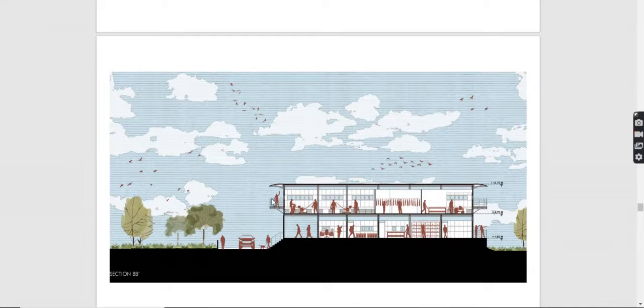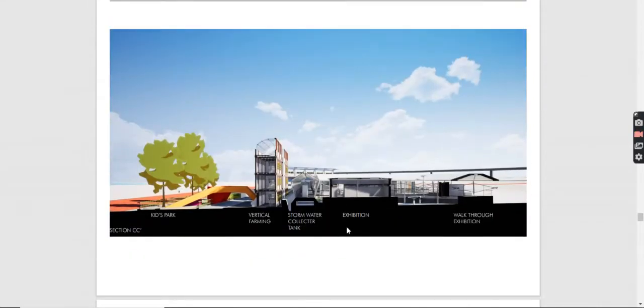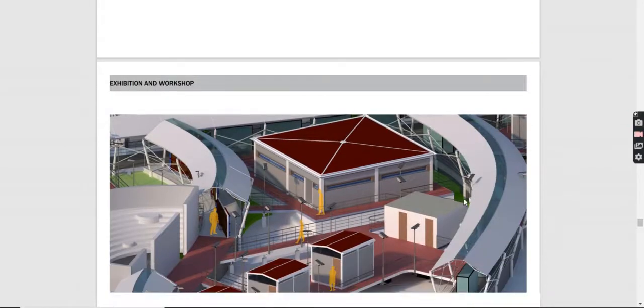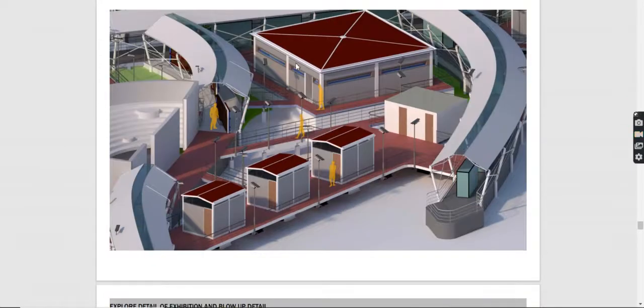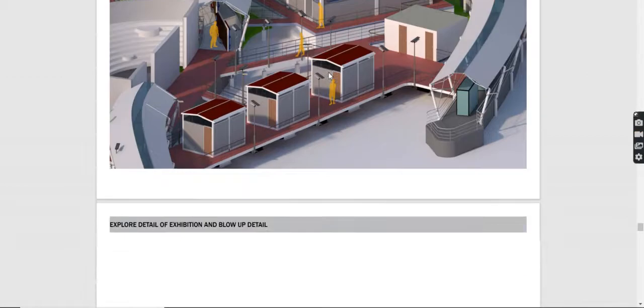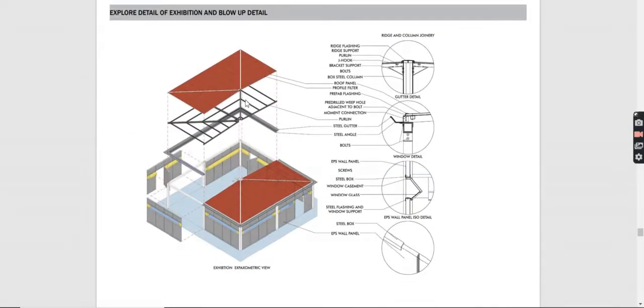This is the section where this is the exhibition part, this part, and here the factory happens down, the office. Here's a car park. This is the section perspective. You see the garden, your vertical farming, the storm water collector tank. This is the exhibition, and this is a walkthrough exhibition. This is the exhibition and the workshop. This is the explore detail of the exhibition and the blow up detail.